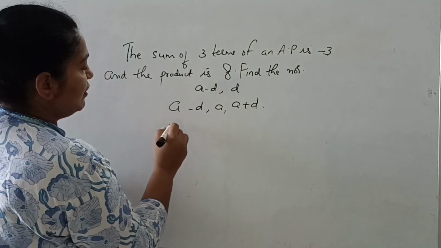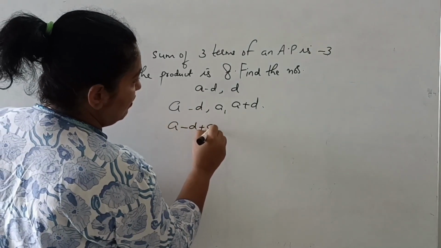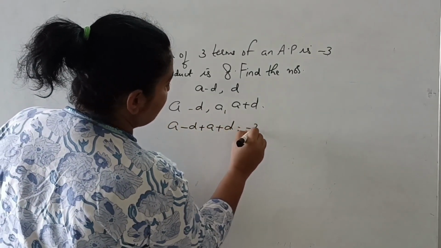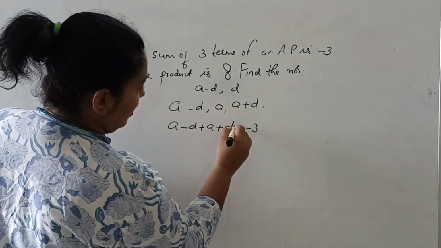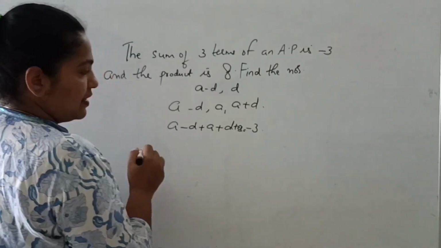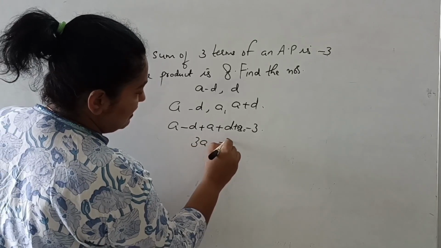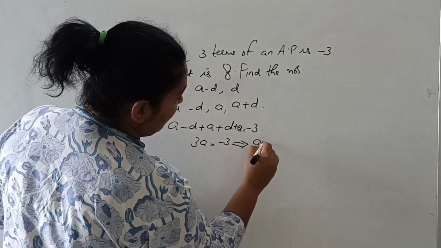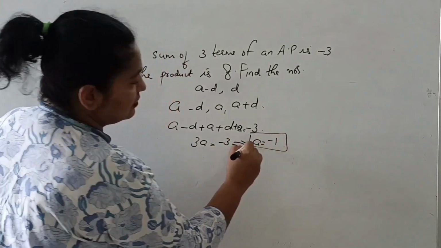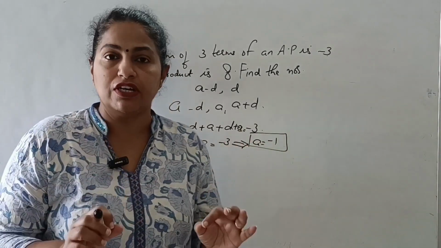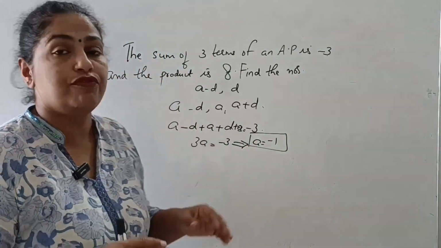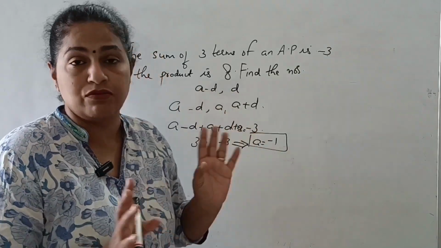Now what is given to you? The sum is equal to minus 3. So when I am adding, the d term will get cancelled. I will get 3a is equal to minus 3, thus giving a is equal to minus 1. So now we have gotten the value of the middle term. We need to find the 3 separate terms of the AP.